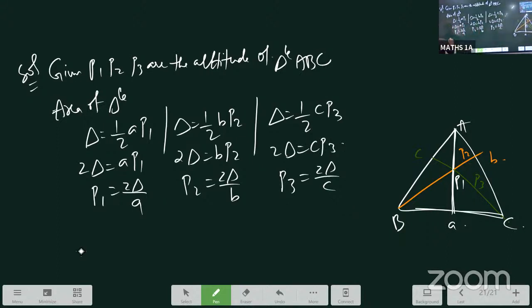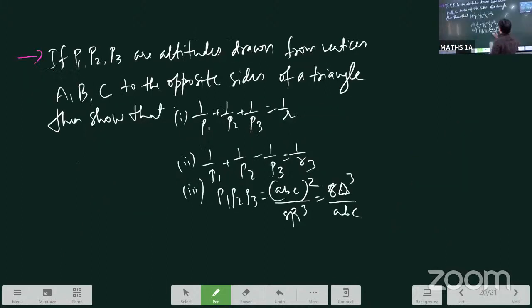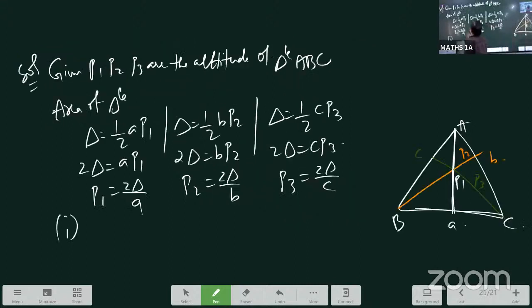Now, let us start with your first bit. What was your question? Once again, you can have a look. First bit, 1 by p1 plus 1 by p2 plus 1 by p3, given p1, p2, p3 all the altitudes. So, delta is equal to half into base into height. If this is your height, this will be the base. Is it clear?